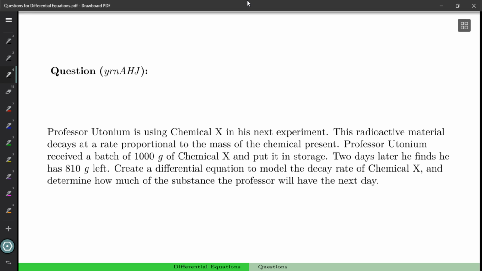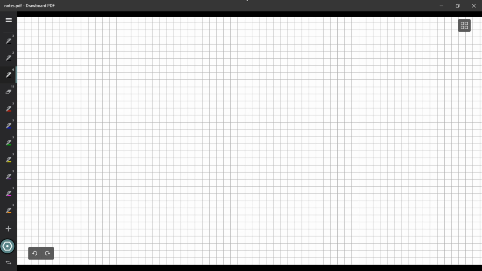Create a differential equation to model the decay rate of chemical X and determine how much of the substance the professor will have the next day. Okay. So, 1,000 grams when he gets it, then after 2 days, 810, then after 1 more day, so that's 3 days since he got it, we want to know how much. And we're going to use a differential equation to do this, because we're talking about chemicals, radioactivity, isotopes, we're talking about decay rates. Okay, this is radioactive decay, which has a very particular style of differential equation.